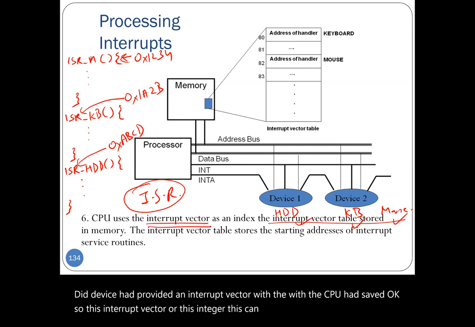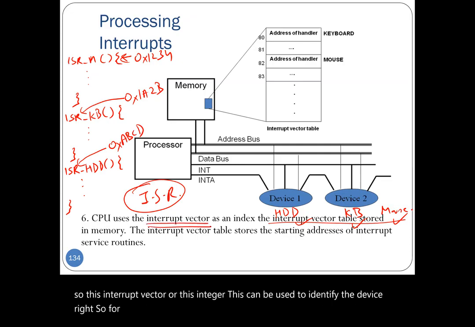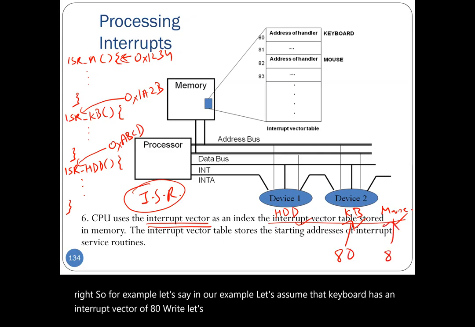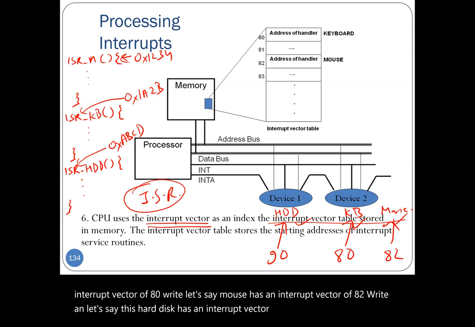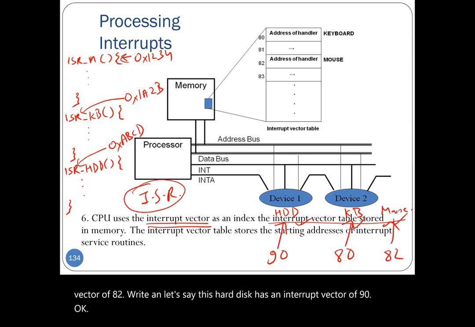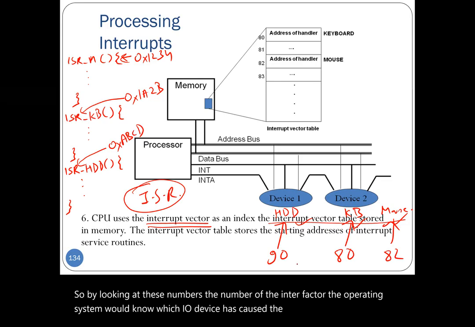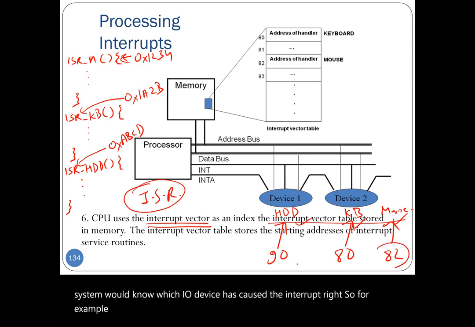So for example, let's say in our example, the keyboard has an interrupt vector of 80, the mouse has an interrupt vector of 82, and the hard disk has an interrupt vector of 90. So by looking at the number of the interrupt vector, the operating system would know which IO device has caused the interrupt. For example, let's assume it is 82. So the operating system, or the CPU, knows that this is the mouse interrupt.